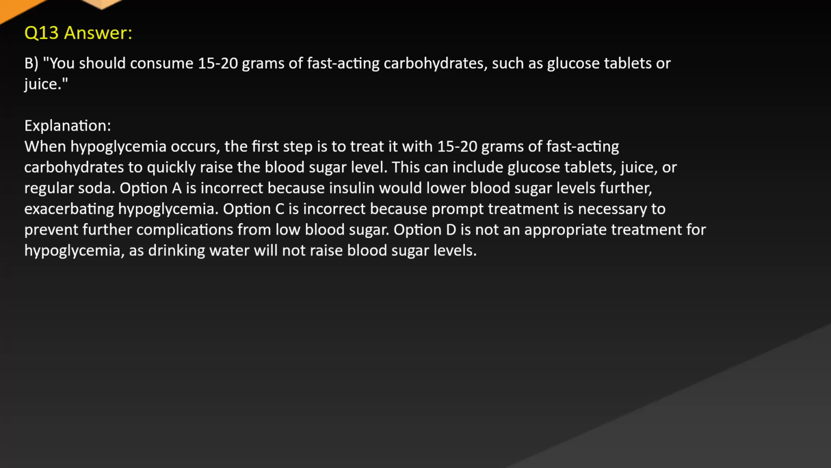Explanation. When hypoglycemia occurs, the first step is to treat it with 2 grams of fast-acting carbohydrates to quickly raise the blood sugar level. This can include glucose tablets, juice, or regular soda. Option A is incorrect because insulin would lower blood sugar levels further, exacerbating hypoglycemia. Option C is incorrect because prompt treatment is necessary to prevent further complications from low blood sugar. Option D is not appropriate treatment for hypoglycemia as drinking water will not raise blood sugar levels.